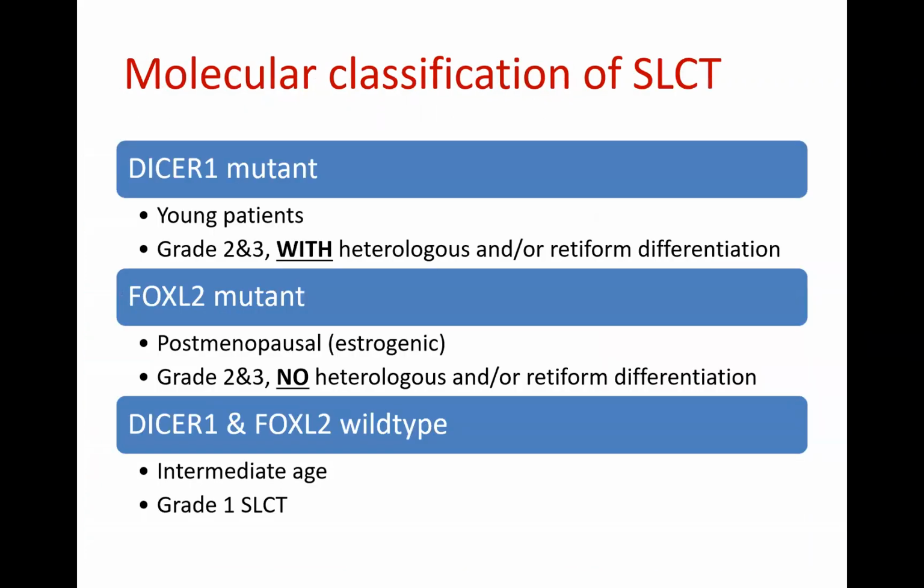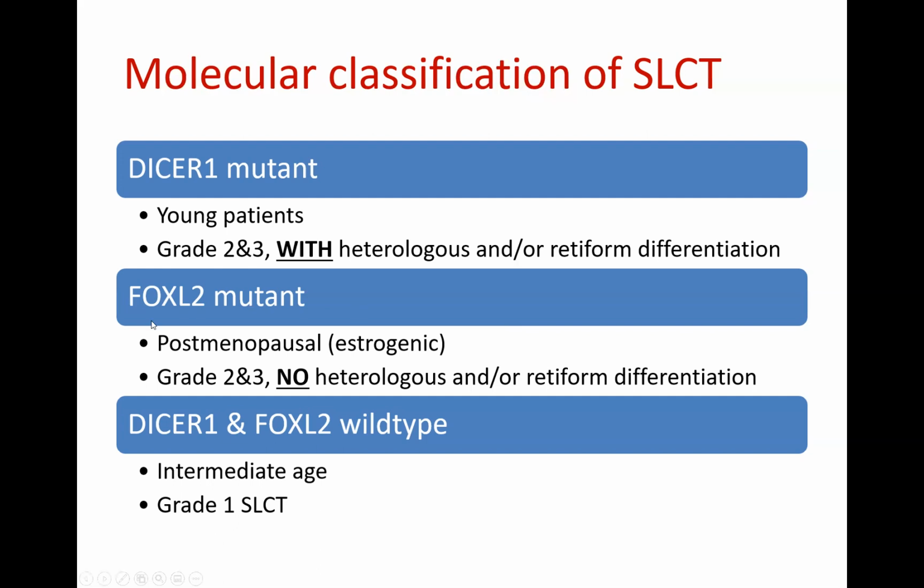Or you can look at the molecular classification of Sertoli-Leydig cell tumors, which I guarantee will be on your board exam. The first category is the DICER1 mutant tumors. That's the one you see in young patients, and that is the case I just showed you with heterologous components. You see that in young patients, typically poorly differentiated or moderately differentiated, and that will be considered a malignant tumor. Patients should be tested for DICER1 mutation.